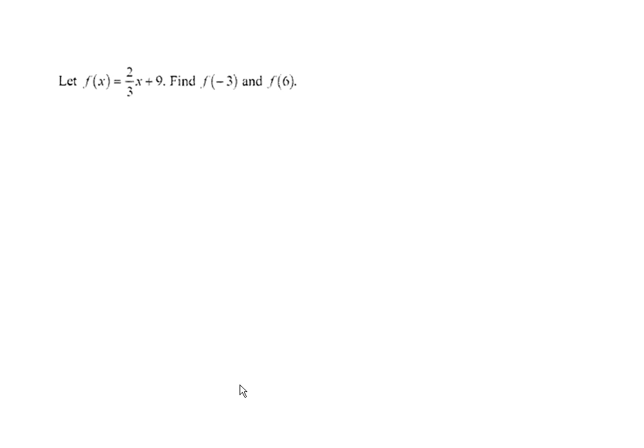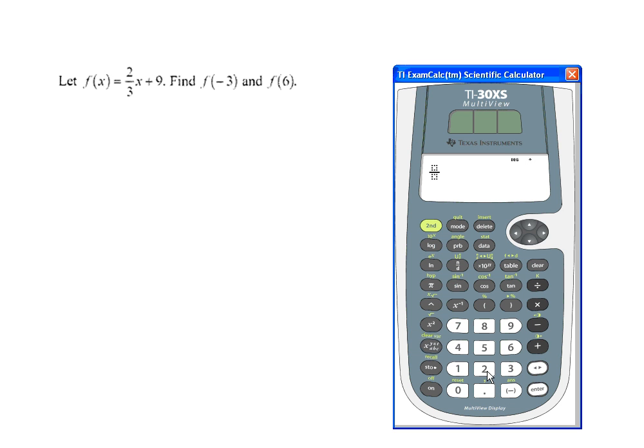Taking a look at our last one, and this one is actually two separate problems. Once we're going to put in negative 3, and then once we're going to put in 6. And this calculator is neat in the sense that I can type this in as a fraction, 2 over 3, make it look exactly like the fraction. Now I've got a number on the outside, so in parentheses I'm going to put negative 3, close parentheses, and then plus 9. Hit enter, and my answer is 7.